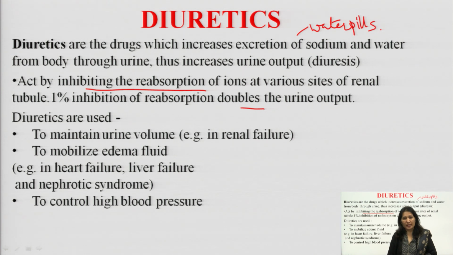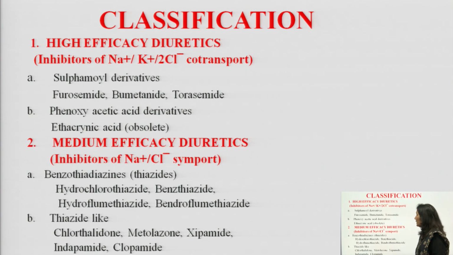Because of this action, since diuretics increase the excretion of sodium and water, they are used to maintain urine volume in renal failure patients. They are also used to mobilize edema fluid, for example in heart failure, liver failure and nephrotic syndrome, where they remove abnormal fluid that gets deposited. They are also used to control blood pressure. So this is the classification.